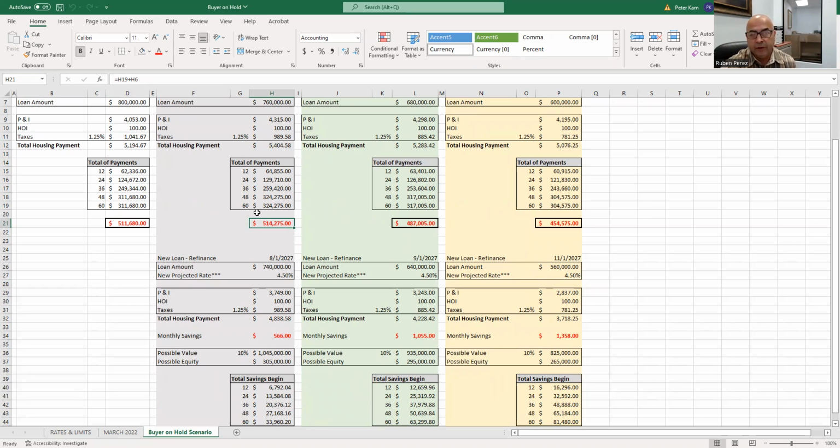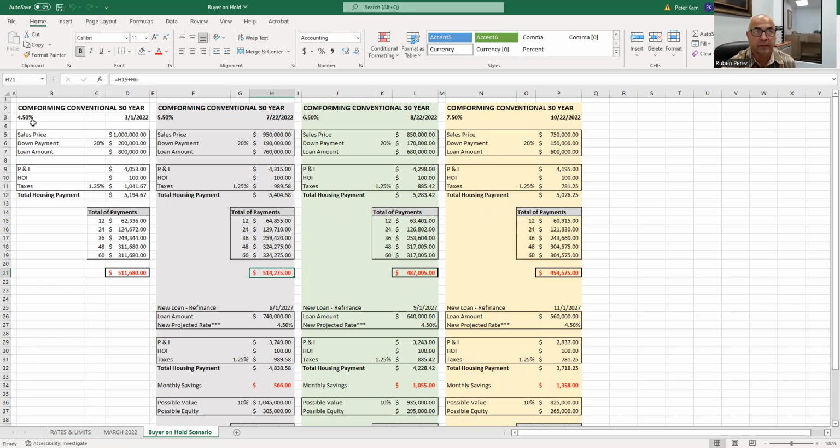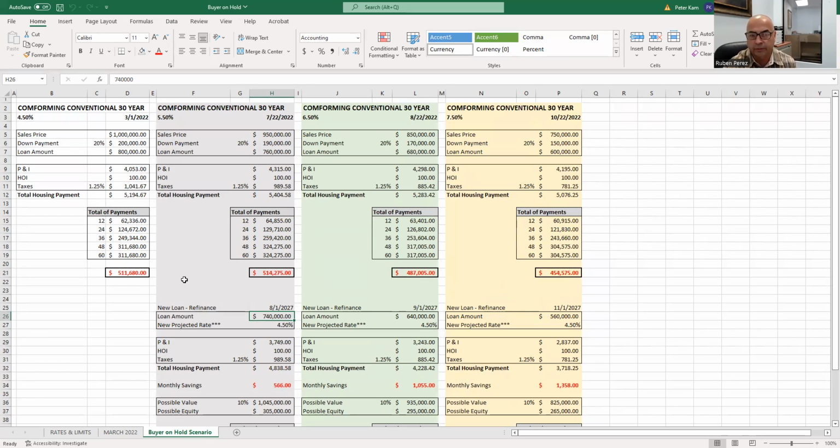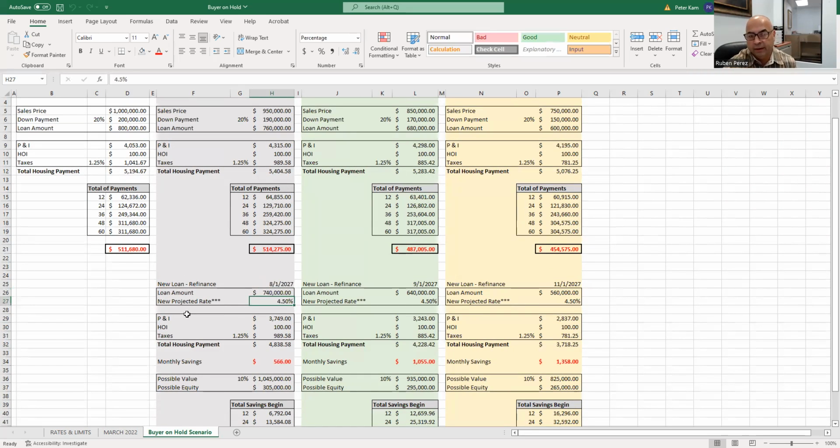After 5 years, let's just say, and I'm going to be very conservative here too, we can get back into the 4.5 interest rates, which I think is reasonable, given where our economy is headed right now and the length of recovery. So let's say in August of 2027, their loan amount is going to be roughly about $740,000. They're not going to reduce their principal that much. They had a first loan amount of $760,000, and now their new loan to refinance is going to be $740,000, at a projected rate of 4.5.